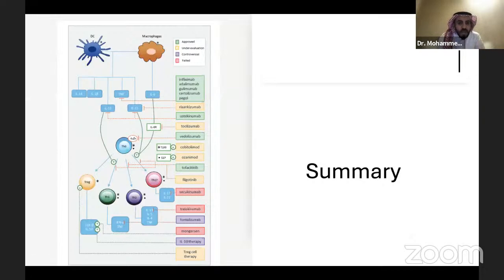In summary, this is a very nice summary of what has been approved, what is under investigation, what is controversial, or what has failed. You can see that for TNF, most of them are approved and have a strong effect. The approved ones also include the IL-12, IL-23 pathway, Vedolizumab for the integrin, and the JAK inhibitors.